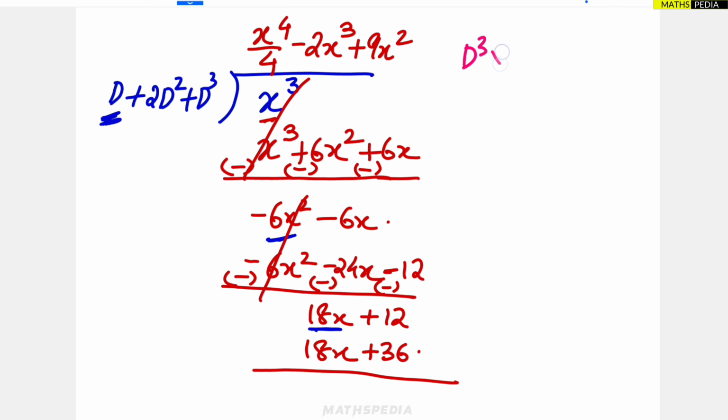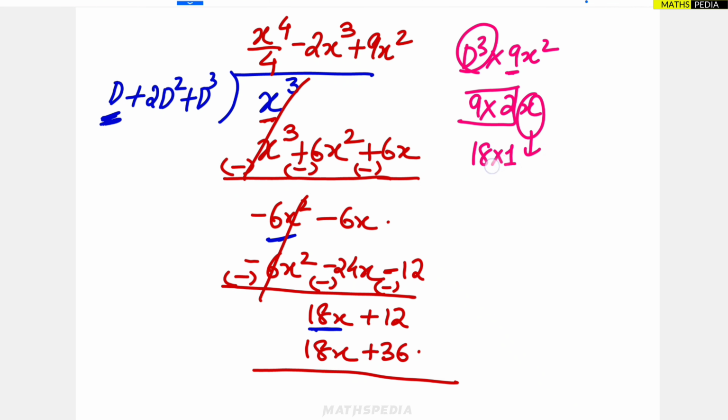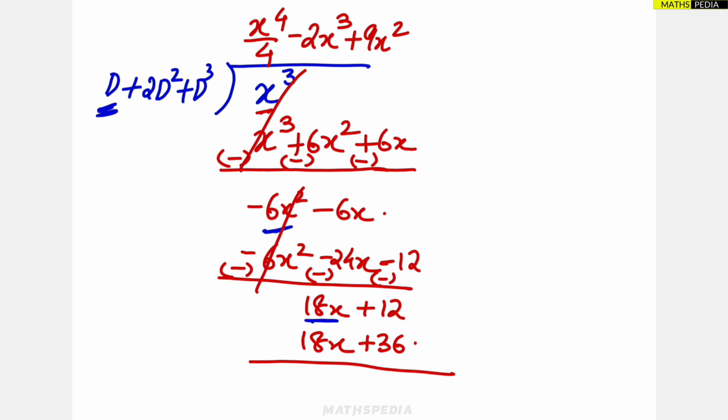So D cube has to be multiplied with 9x square. Triple differentiation, right? So 9 outside. Differentiation of x square is 2x. Then second differentiation, x differentiation is what? 1. So 18. One more differentiation. Differentiation of a constant is 0. So 0 is the answer, but you don't need to write it in the division part. Okay. Now we have to subtract. So this thing is gone. 12 minus 36 is minus 24. Right. Now what is the element?